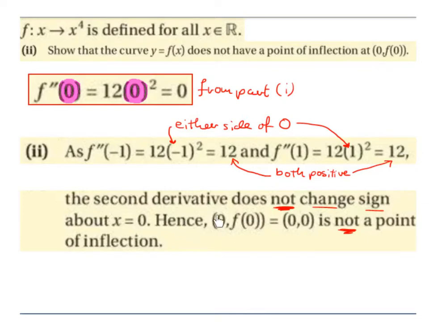Hence, (0, f of 0), which is (0, 0), is not a point of inflection. The reason for choosing minus 1 as an x value and 1 as another x value is because they are either side of 0.